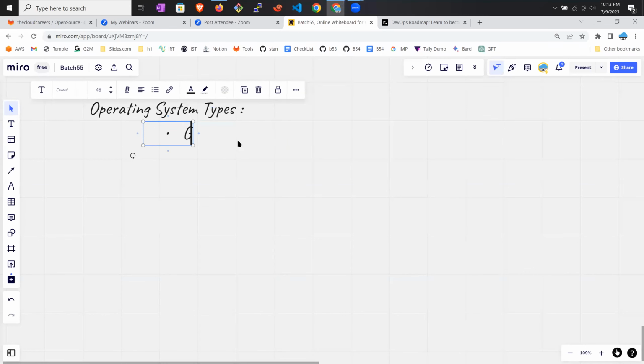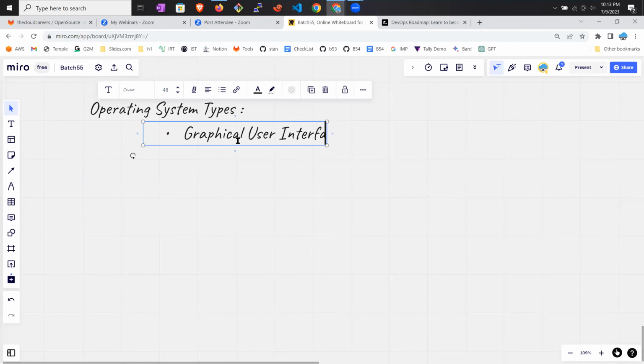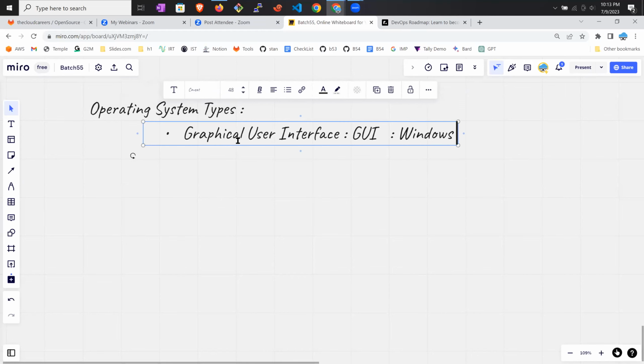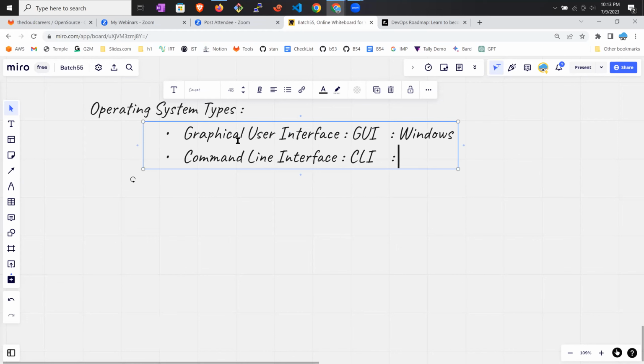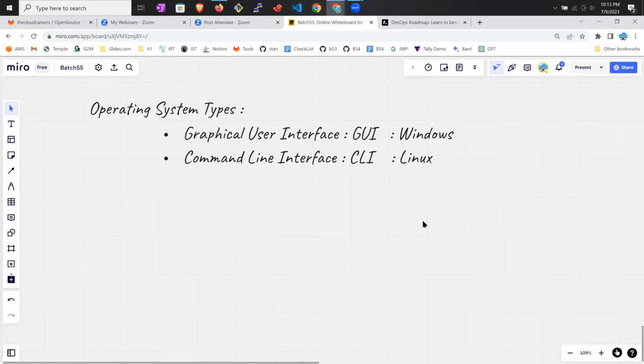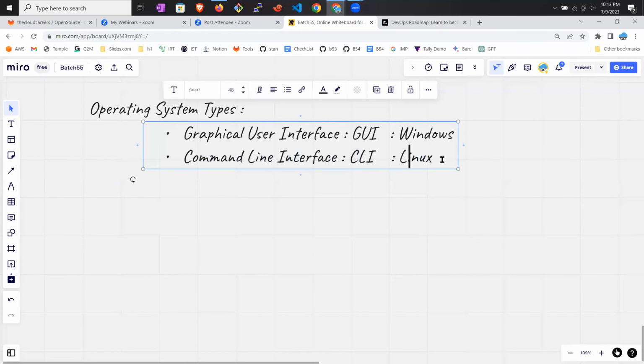One is graphical user interface. It's also popularly referred to as GUI. Okay, Windows is a classic example of graphical user interface or GUI. Next is command line interface. What is this command line interface? Let's talk about it. How you interact with the system, either by using the options that are present on your computer or by using commands to interact with the computer.